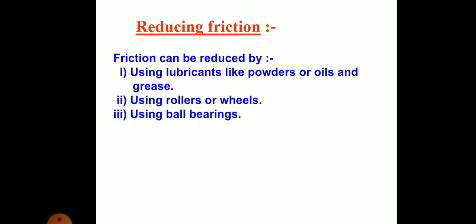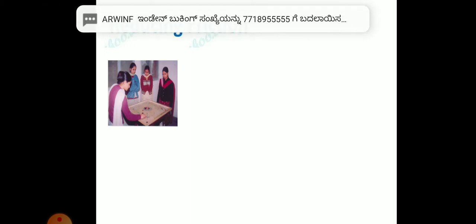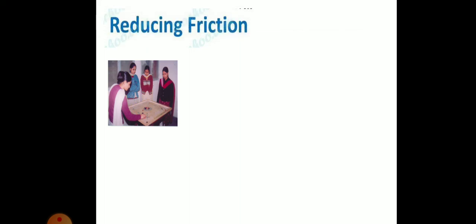So the first example you can see of how we can reduce friction, that is when we play carom board, right? When the coin is not able to move easily, what do we do? We sprinkle fine powder on the carom board, is it? So why do we sprinkle the powder on the carom board? That is to reduce friction between the carom board and the coins, is it? So to reduce friction of the coin, we sprinkle some powder. So this is where we reduce friction, is it?